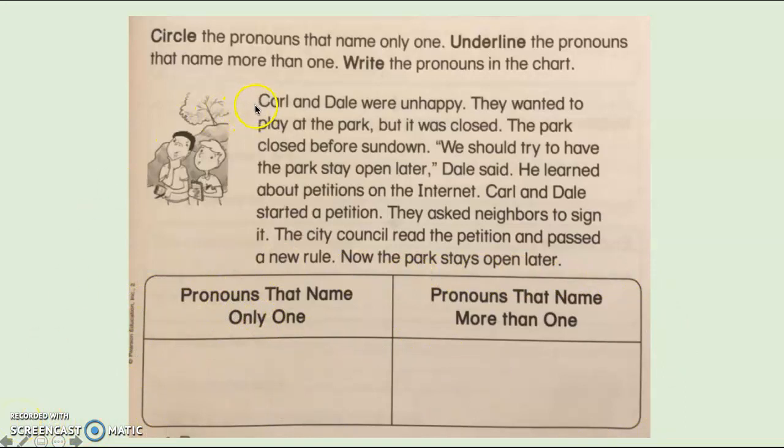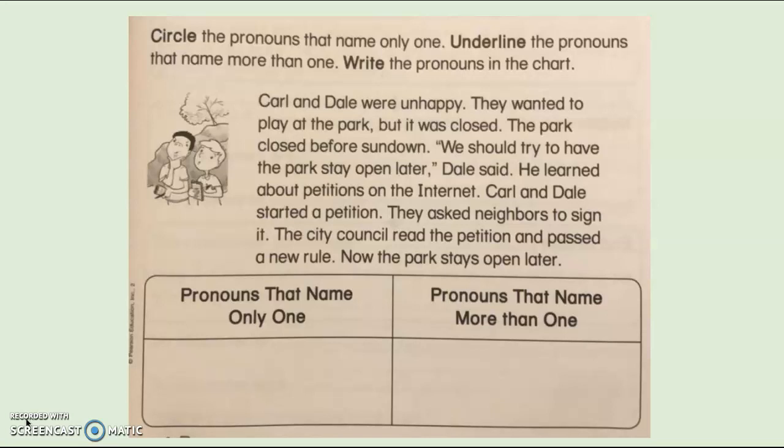Put your finger on the word Carl. And I will begin. Carl and Dale were unhappy. They wanted to play at the park, but it was closed. The park closed before sundown. "We should try to have the park stay open later," Dale said. He learned about petitions on the internet. Carl and Dale started a petition. They asked neighbors to sign it. The city council read the petition and passed a new rule. Now the park stays open later.